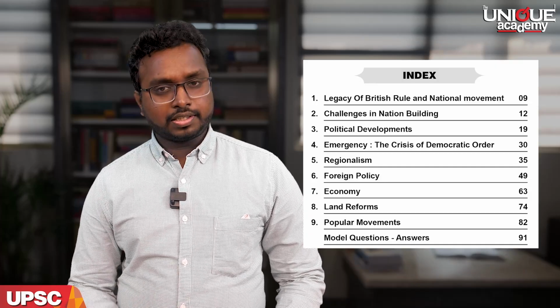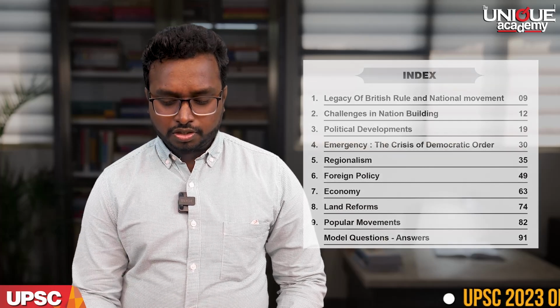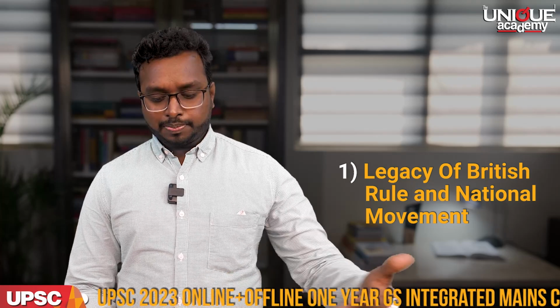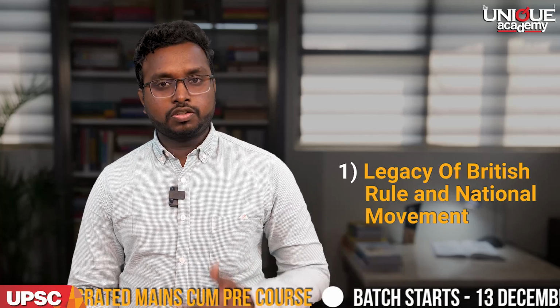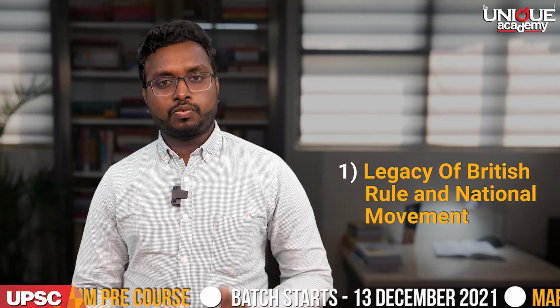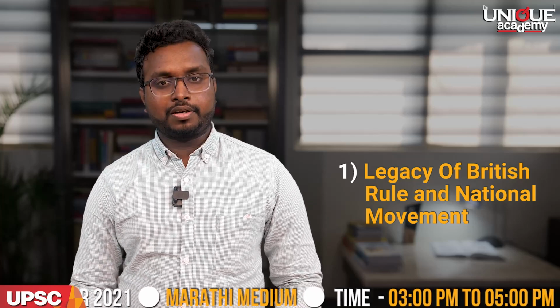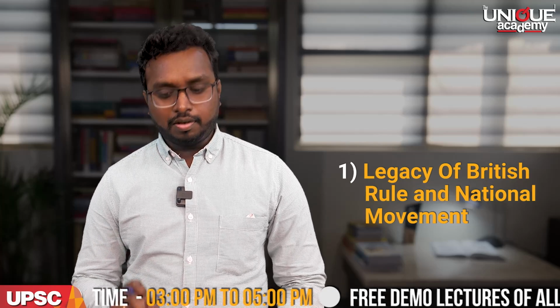Let us come to the index page of this book. You will find the first topic itself is legacy of British rule and legacy of the national movement. What we have inherited as part of British rule, whether negative aspects or positive aspects, both need to be covered. And then what we have inherited as part of the legacy of the national movement also needs to be covered.